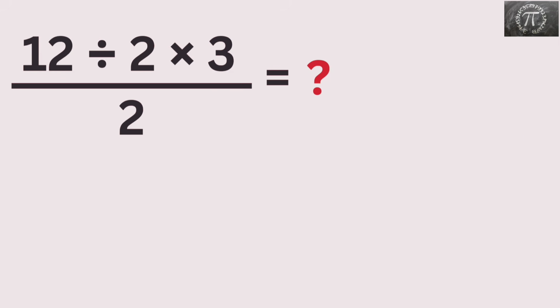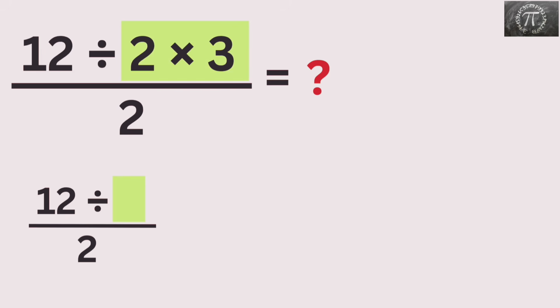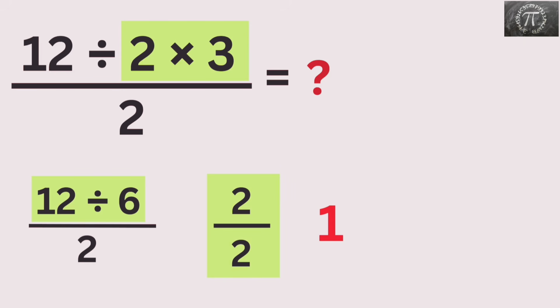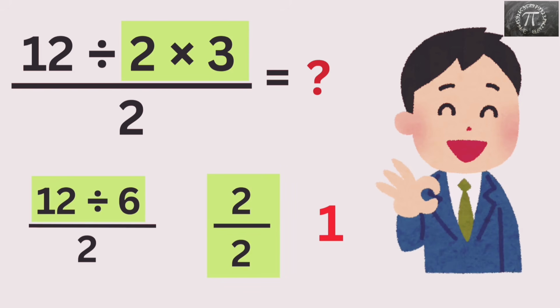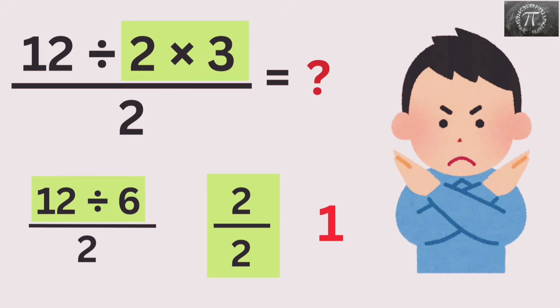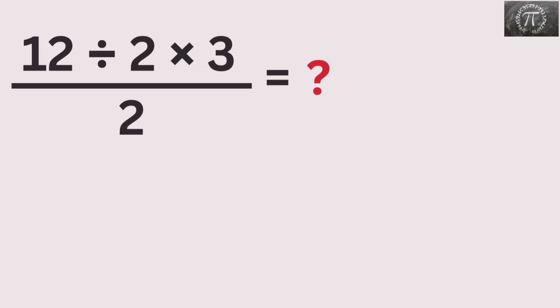Some people might first do 2 multiplied by 3 and get 6. Then they might divide 12 by 6 and get 2. Then divide 2 by 2 and get 1. That sounds neat and feels reasonable, and many people would confidently say the answer is 1. But that is not correct. In fact, that method breaks one of the most important and basic rules in all of mathematics, the rule called the order of operations.